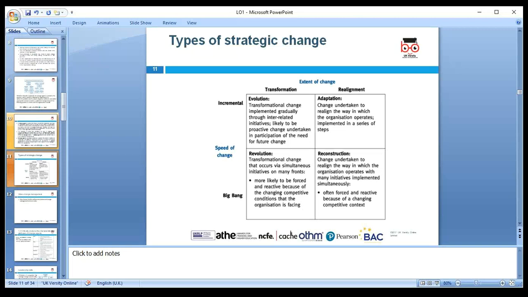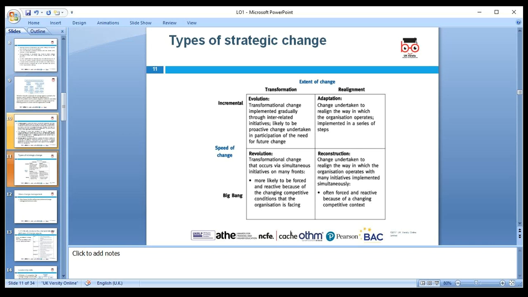Okay, then next we look at the types of change, which can be transformational or incremental. Incremental change is implemented gradually through interrelated initiatives. It is proactive change undertaken in anticipation of the need for future change. Then in terms of speed, change can be revolutionary. Transformational change occurs simultaneously, that's a big bang. You make the change suddenly.